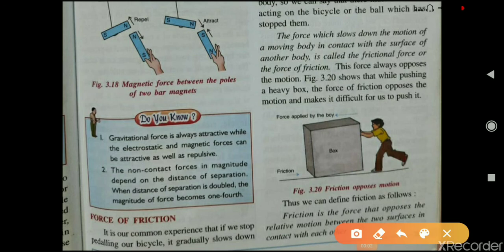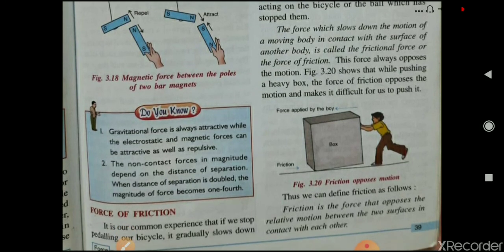Second one is the non-contact forces in magnitude depend on the distance of separation. Means the magnitude of non-contact forces depends upon the distance of separation between the two bodies. When distance of separation is doubled, the magnitude of force becomes 1/4. Means if you increase the distance of separation between the two bodies, what will happen? The magnitude of force becomes 1/4. Means if the distance is increased, the magnitude of force will decrease. Okay, so these are the contact and non-contact forces.